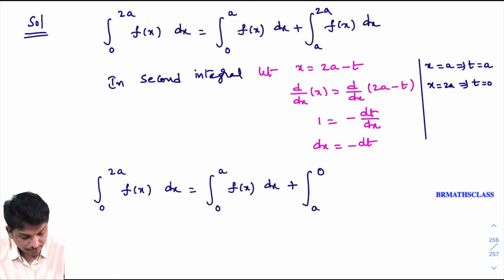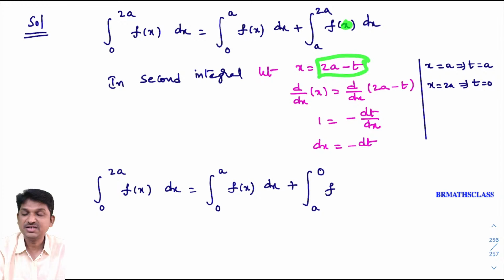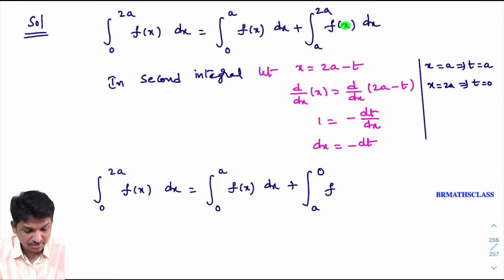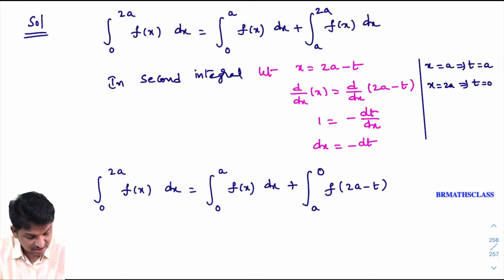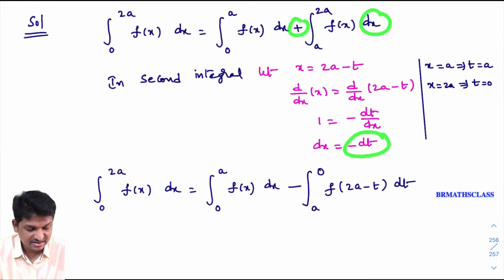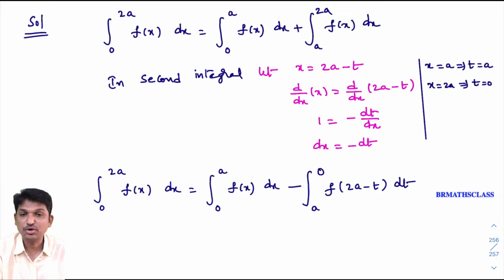In this, f of what is x? I have taken x equal to 2a minus t. You need to memorize this. For this proof, we will take x equal to 2a minus t. So in this, in place of x, I'll write 2a minus t. f of 2a minus t into dx. Look here, what is dx? We got dx as minus dt. So here I'll write the minus outside the integral. This plus changes to minus. I hope you are understanding. Actually this plus dx, as dx is minus dt, I wrote minus dt. I hope you understand this.